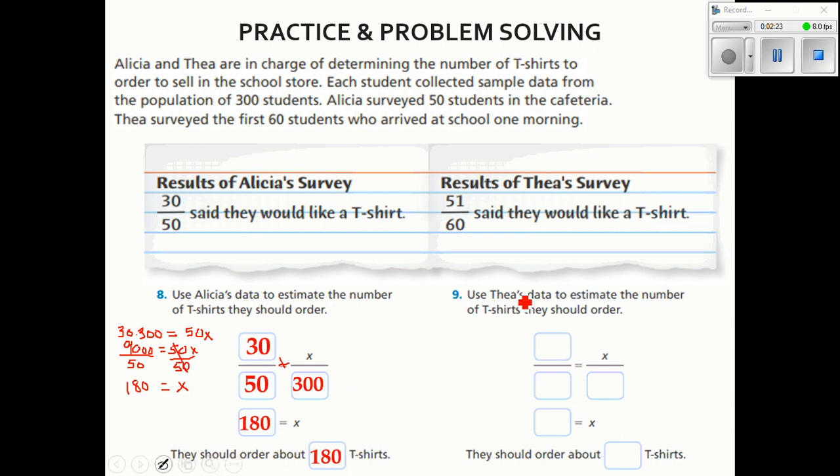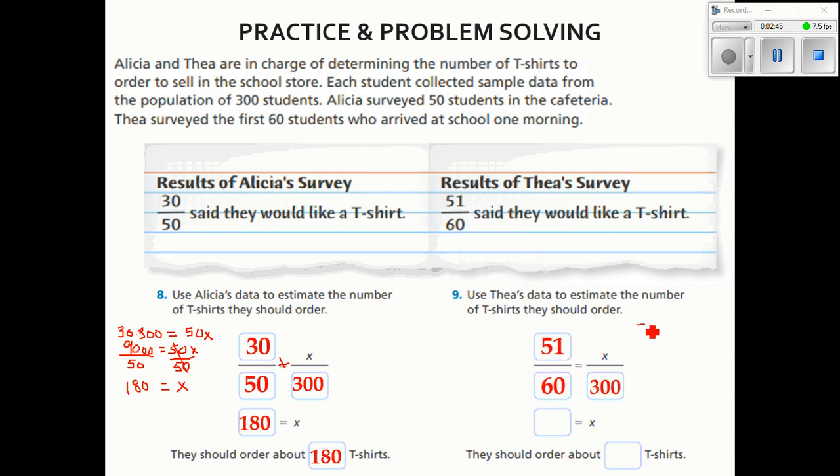Let's go to number 9 now. It says the results of Thea's survey is 51 out of 60. 51 people would like t-shirts out of the 60. So use Thea's data to determine this. Well, again, this is going to be 51 out of 60. And again, we got 300 students, so that's going to be 300.